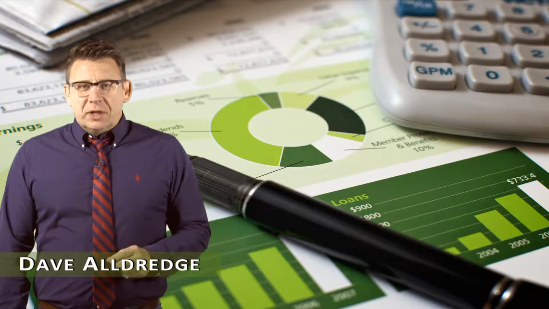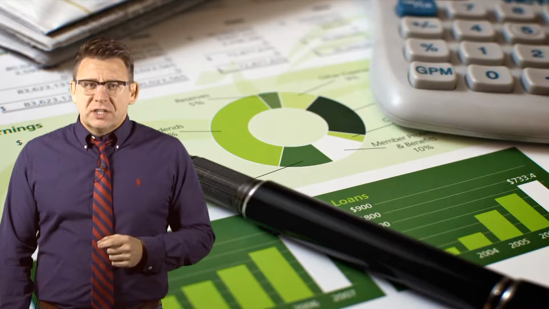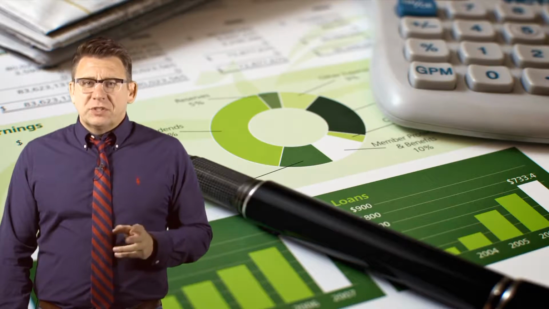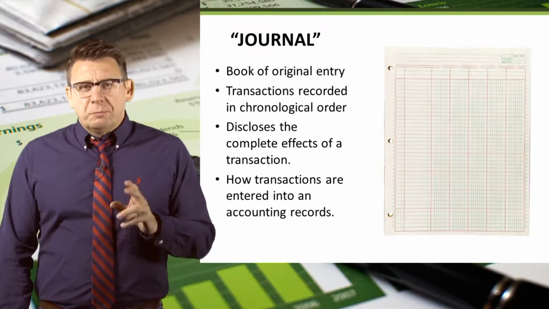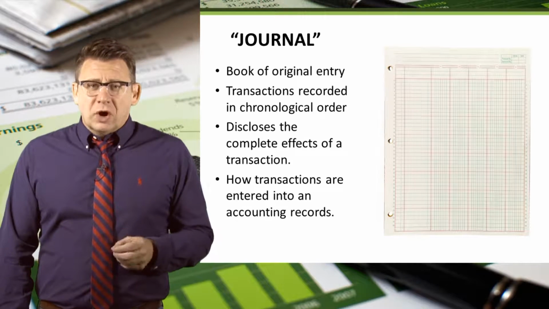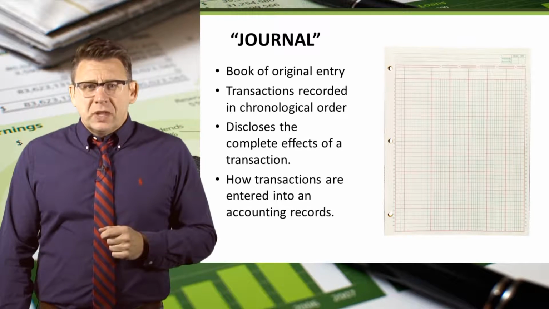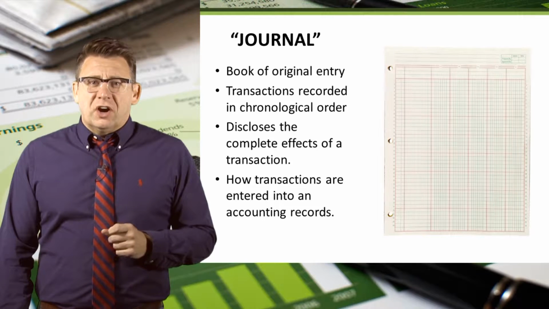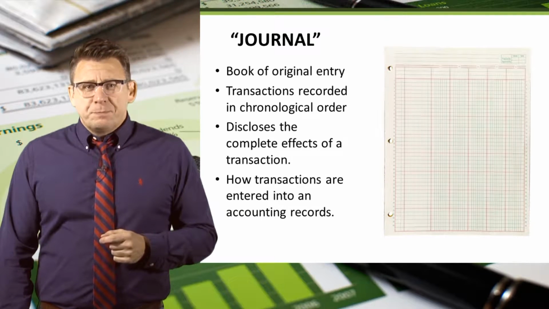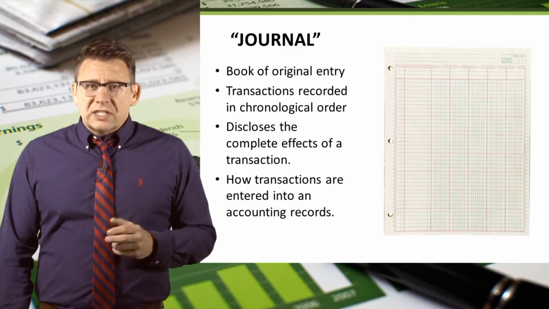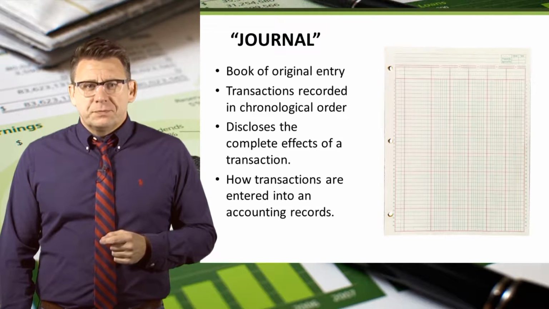Understanding accounting vocabulary is an important first step in learning how accounting really works. So let's look at some key terms and their meanings. The journal, sometimes called the Book of Original Entry or more commonly the General Journal, is how transactions are entered into accounting records. It is a chronological list of a company's transactions.